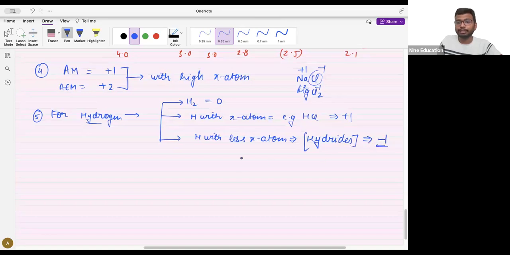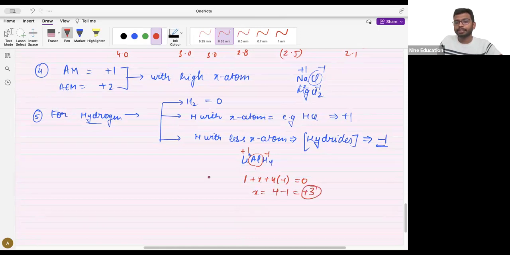Let's say we have lithium aluminium hydride. Here hydrogen will be how much oxidation state? -1. Lithium will be +1. Aluminium will be how much? Calculate: 1 plus x plus 4 into -1 gives you 0. So x came out to be 4 minus 1, that is +3. This was the question asked in your board exam, and every one of you did it wrong. You made hydrogen +1.